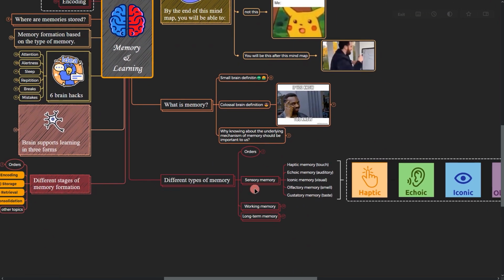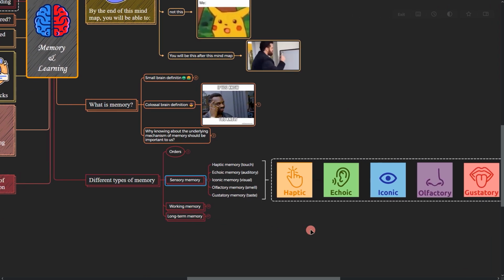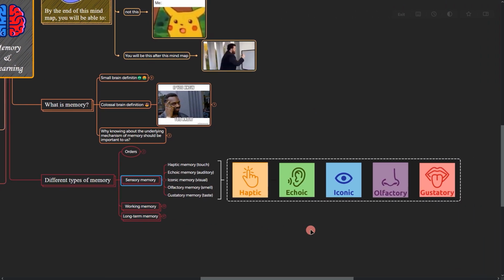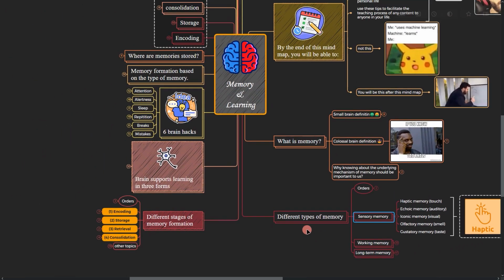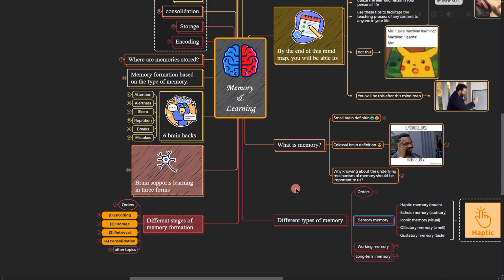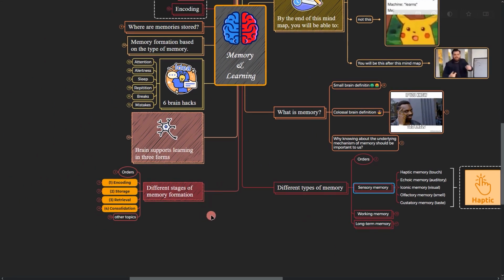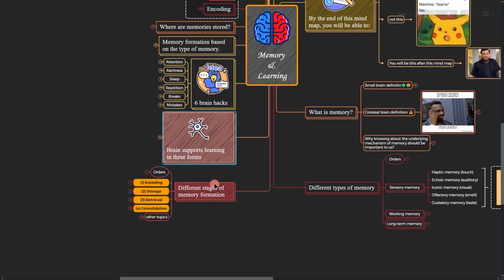Alright, we took a look at sensory memory, short-term memory and long-term memory, haptic, acoustic, olfactory and gustatory, and we realized that there are different parts of the brain that are involved when we are learning anything. So in this episode we go through different stages of memory formation and how the brain supports learning in some forms.